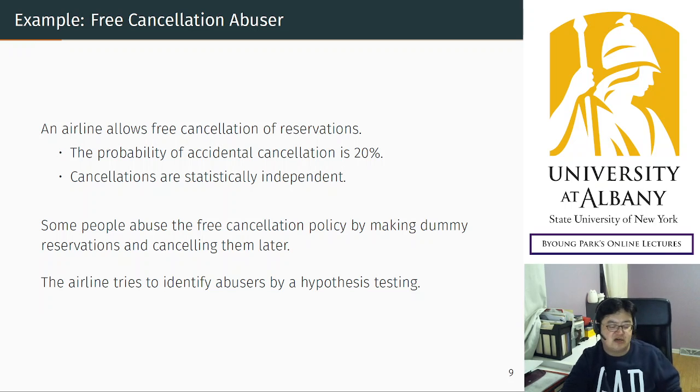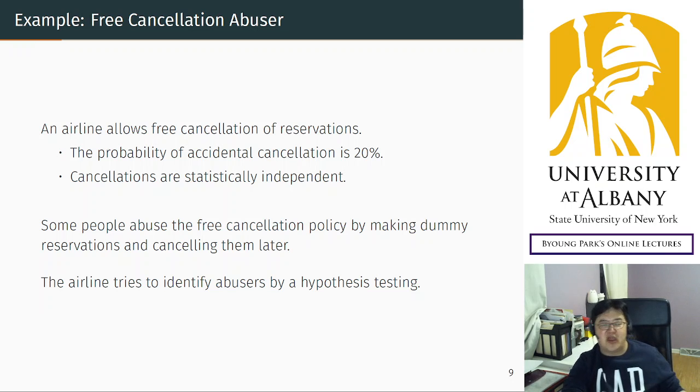Truly, that is an honest cancellation. However, there are some people who abuse the free cancellation policy. So, for example, making dummy reservations, like reserving almost every day, and they know they are going to cancel most of them later, but they're abusing the free cancellation policy. It does not harm, does not cost anything.